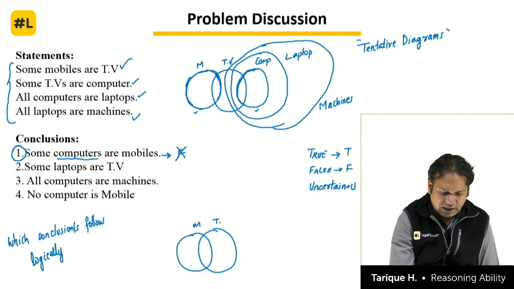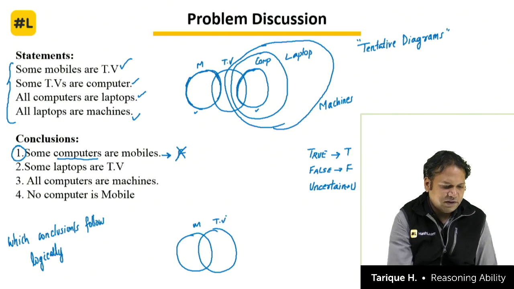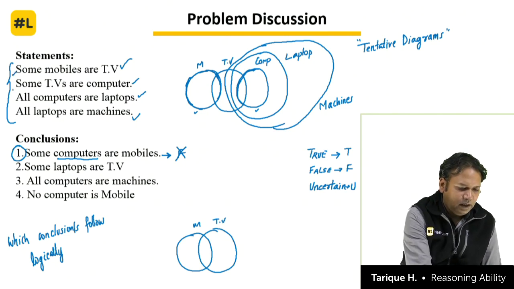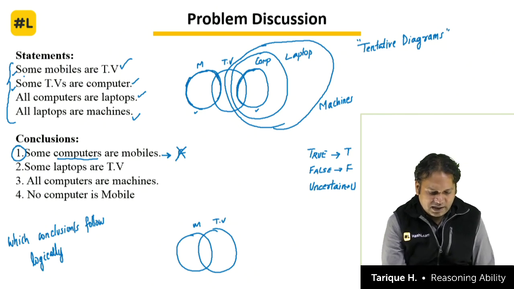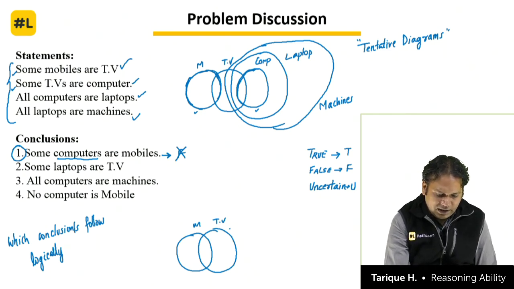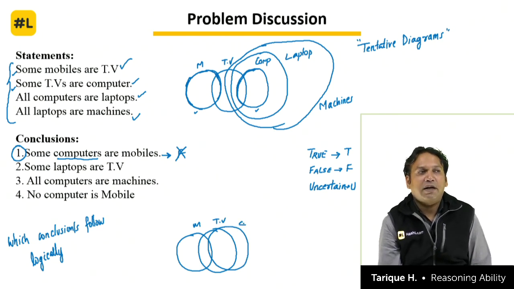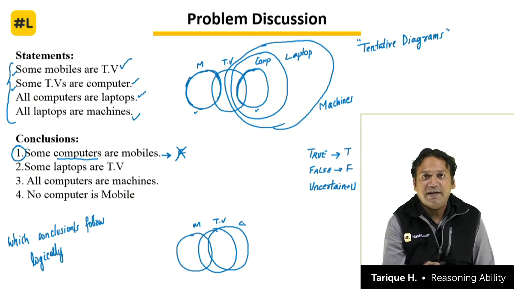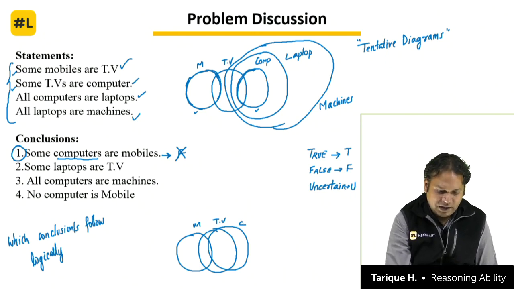This is the diagram for "some mobiles are TV." First statement. Second statement, some TVs are computers. Can I make the computer circle like this? Some TVs are computers. We can, right? Because ultimately what we need is that TV and computer should overlap. They are overlapping here. It's not going against the statement given to us.